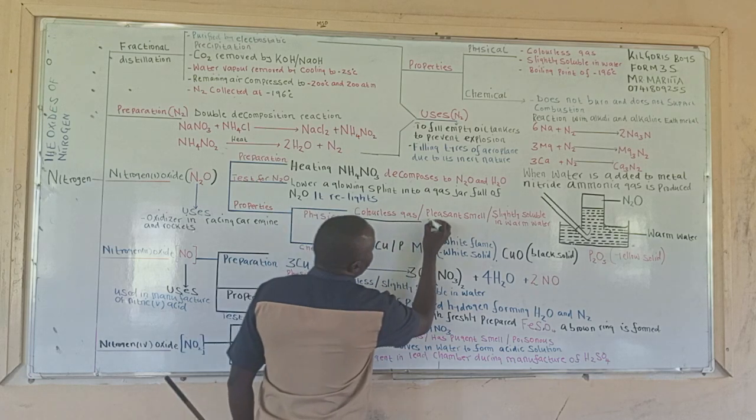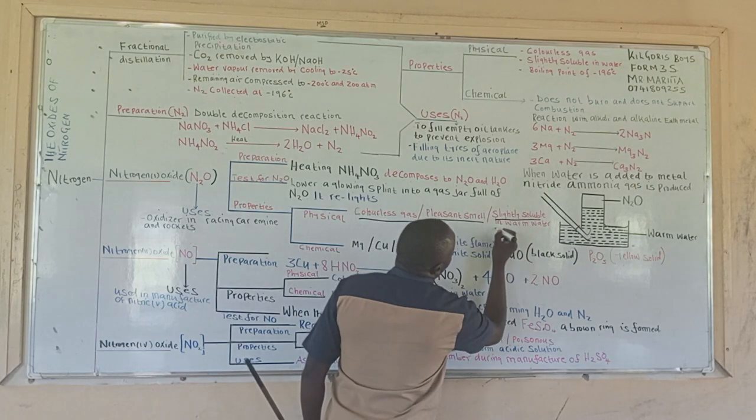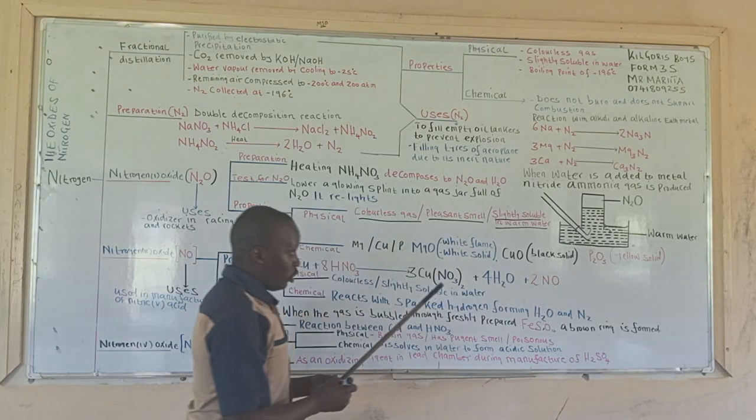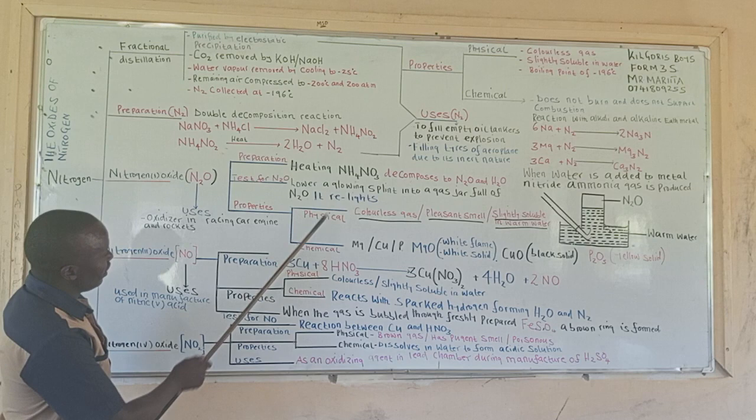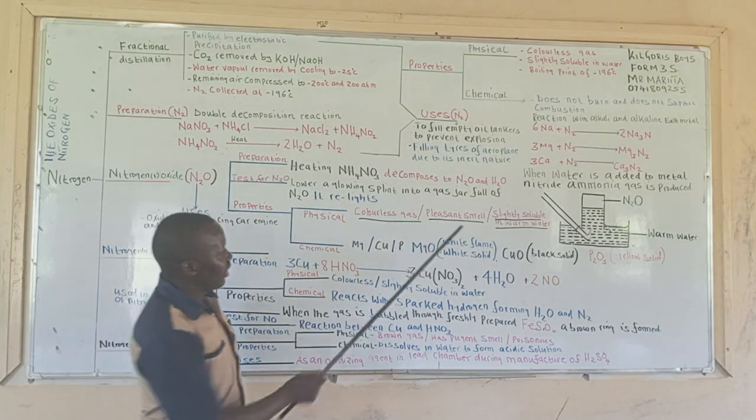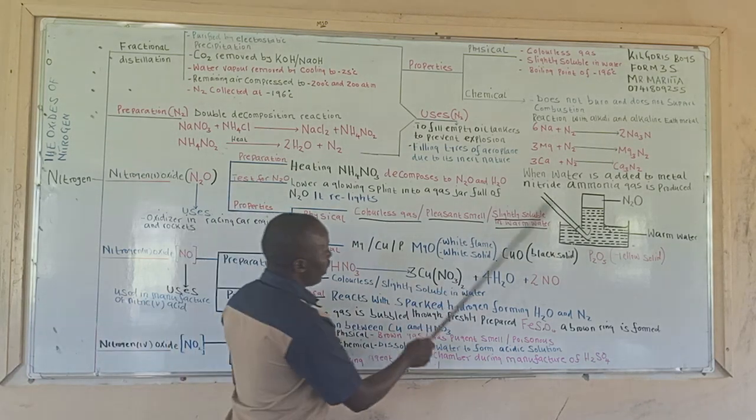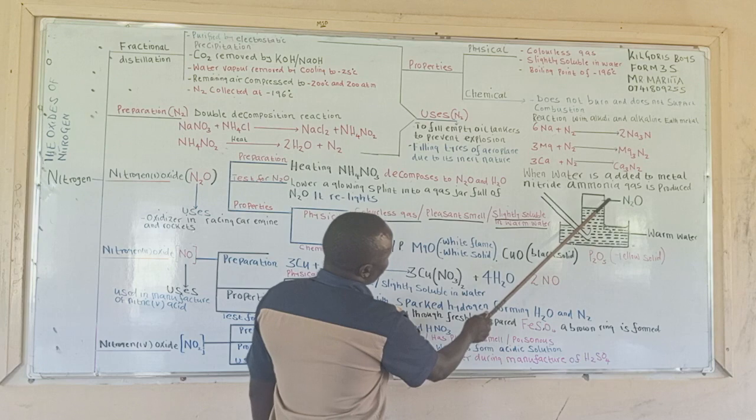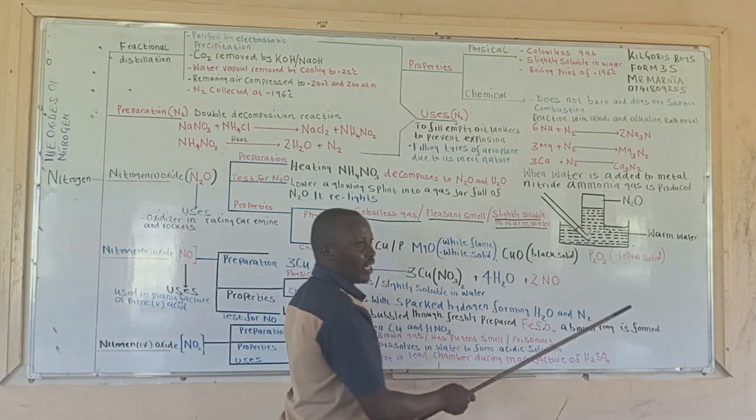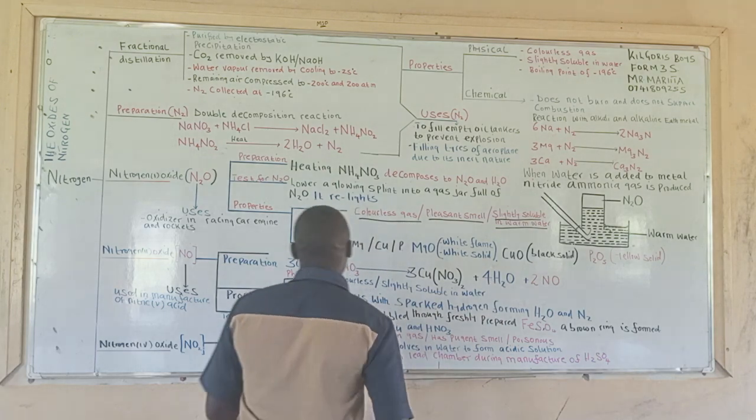It has a pleasant smell, and the gas is slightly soluble in warm water. So there are these three physical properties. It's a colorless gas. It has a pleasant smell. It is slightly soluble in water. As you can see in this diagram, the gas is slightly soluble in warm water, and that is why the gas is collected over water.